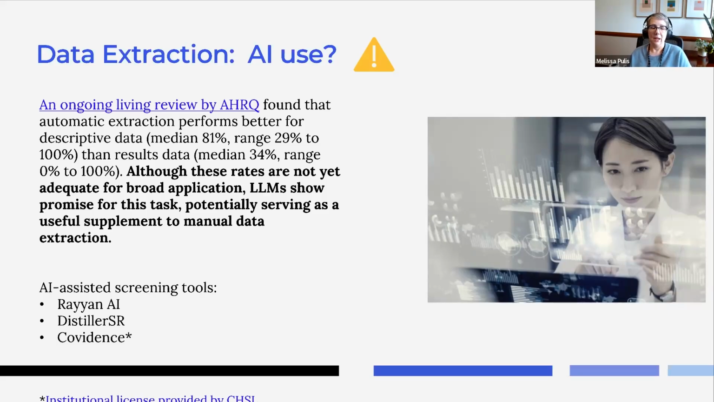So if you do want to use it, definitely have an element of human review on your data extraction to make sure that everything is accurate. So the same tools that I recommend for screening, I recommend here, Rayyan, Distiller, or Covidence.